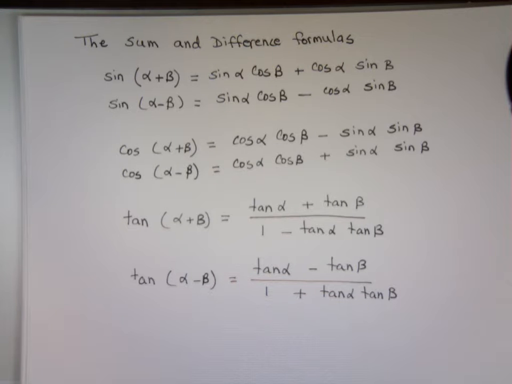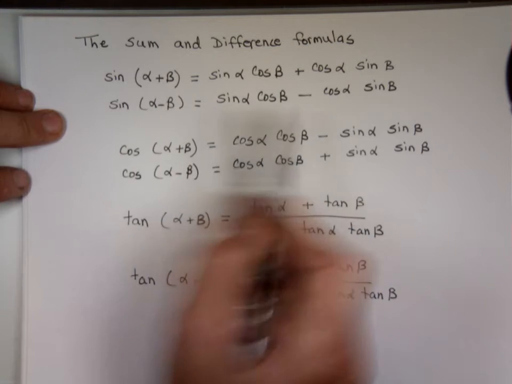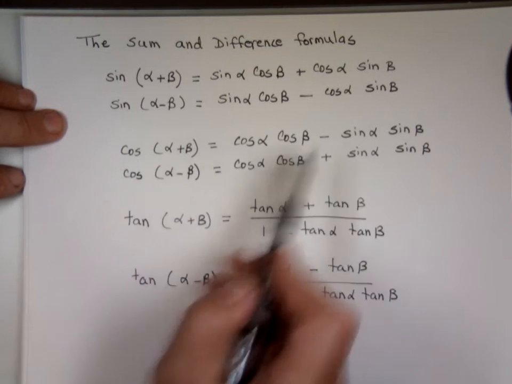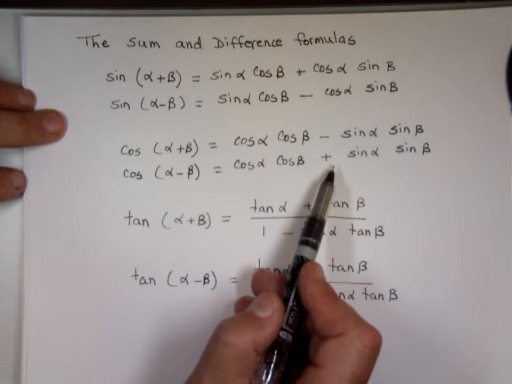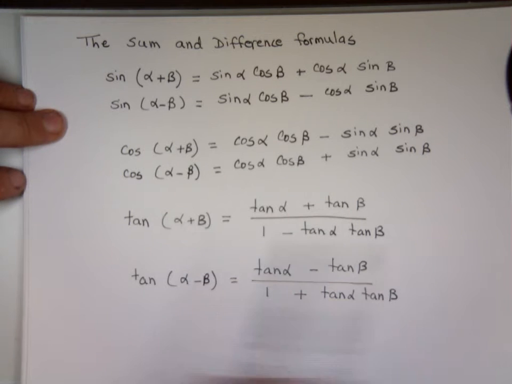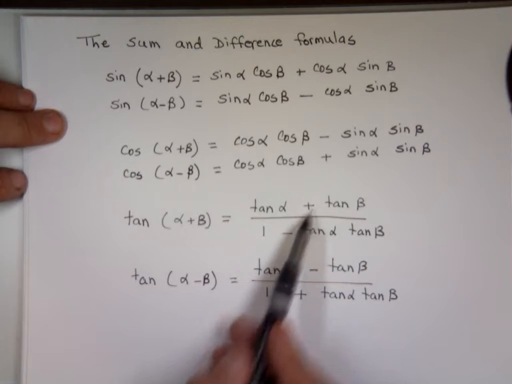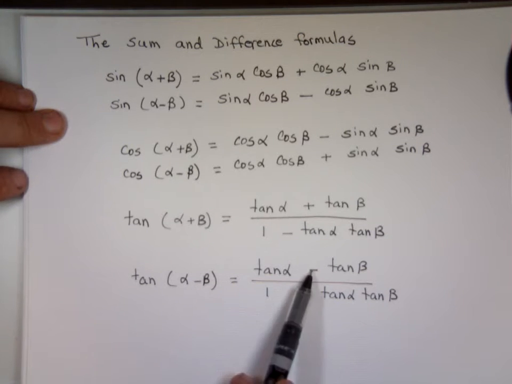Those are the 6 trig identities for sum and difference of angles. Notice when this sign's plus, that's plus for the sine. When it's negative, that's a negative. The cosine is backward. When this is plus, that's a minus. When this is minus, that's a plus. The tangent, when this is plus, the bottom one is minus. When this is minus, the top one is matching, the bottom one is backward, opposite.